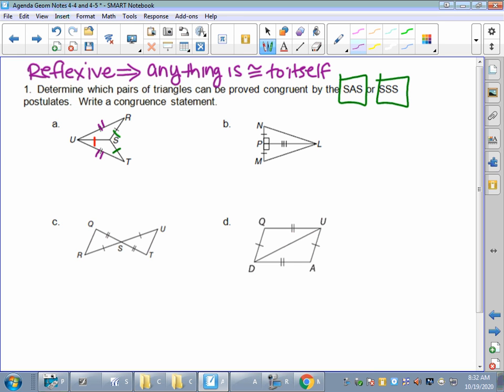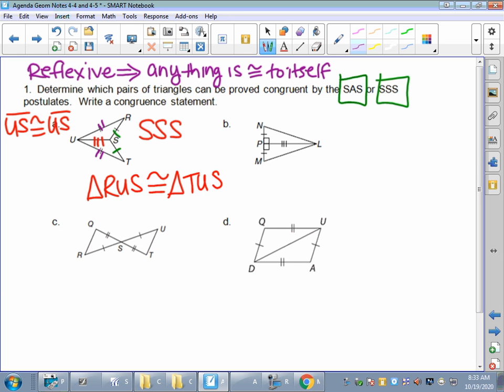So I can sneakily mark US with triple dashes. It doesn't line up with anything else with triple dashes because it's the same thing. US is congruent to US, right? It just happens that one of the sides US is on the top triangle, one of the sides US is on the bottom triangle. I now have three pairs of sides, so I can say side, side, side for this. And I would probably also say triangle RUS is congruent to, how would you name the other triangle if I name the first one RUS? Looks like probably TUS.